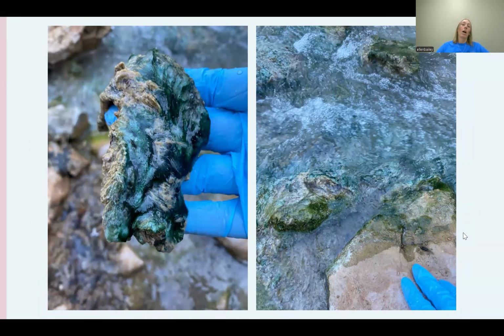Here's a picture of some of this, and it's really a globular, mucousy bacteria, cyanobacteria. Generally, it's green or brown, and this one has this really vibrant green color, and it's also that mucousy texture, and it grows on sediment and rocks, and on plants occasionally as well. And so, in that second picture, you can see it growing on the surface of the rocks.